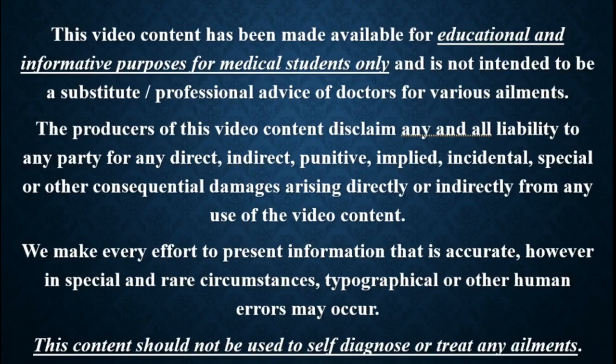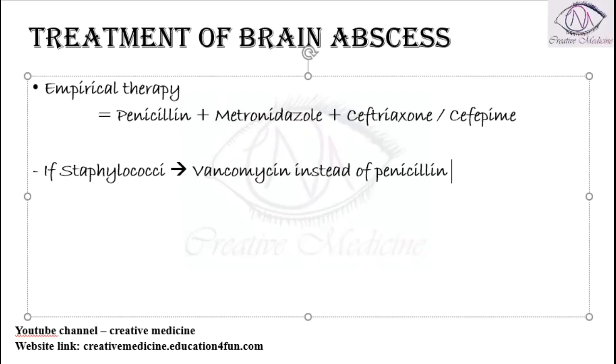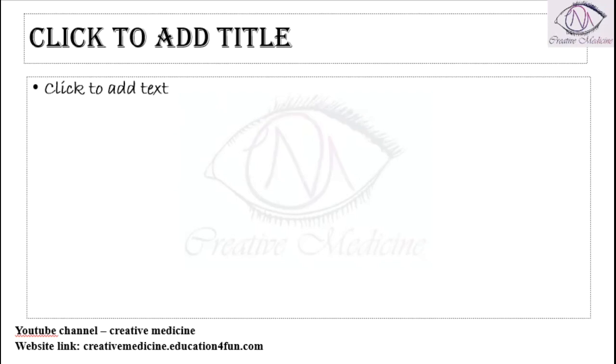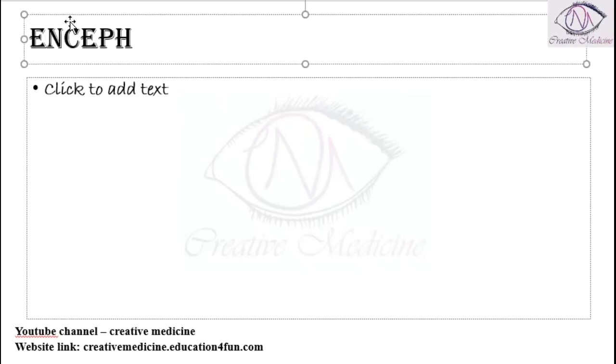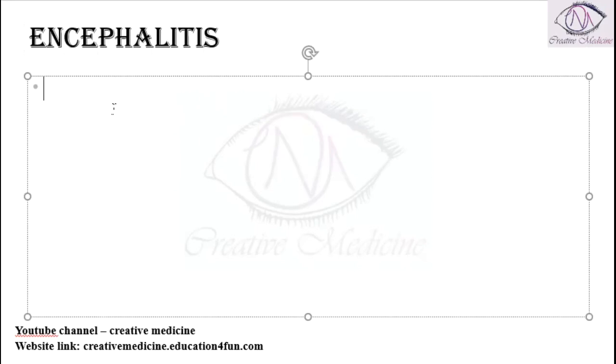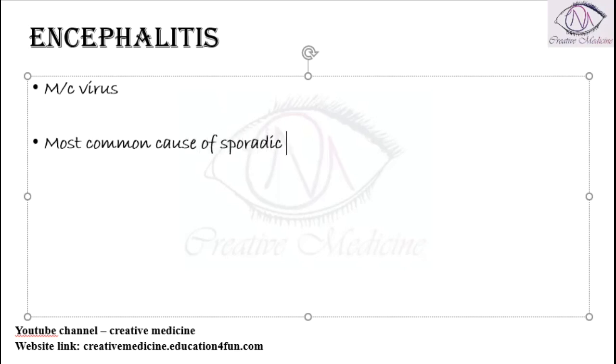In this lecture, we will learn about encephalitis. Encephalitis is more commonly caused by viruses. So, if you see the one-liners: what is the most common cause of sporadic viral encephalitis? Human herpes simplex virus 1 is the most common cause of sporadic viral encephalitis.